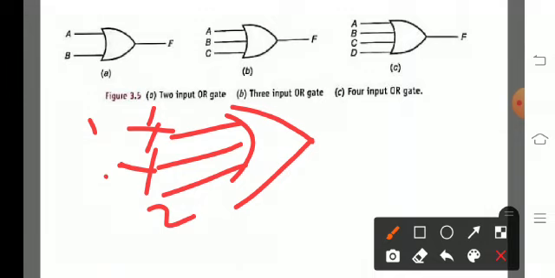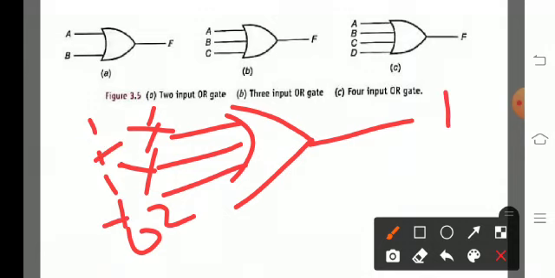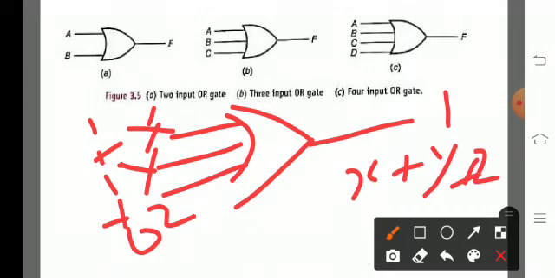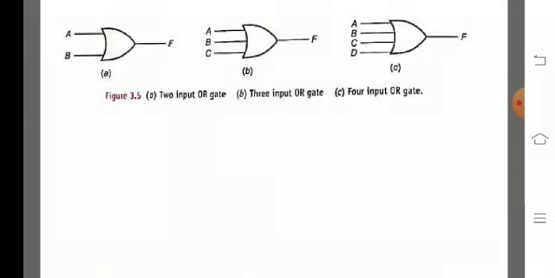X value is 1, Y value is 1, Z value is 0. So the output is 1 plus 1 is 1. Again 1 plus 0 is 1. Output is 1. So how we will write in terms of X plus Y plus Z is 1. Like that you can find.